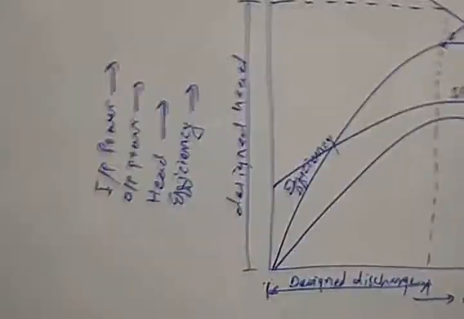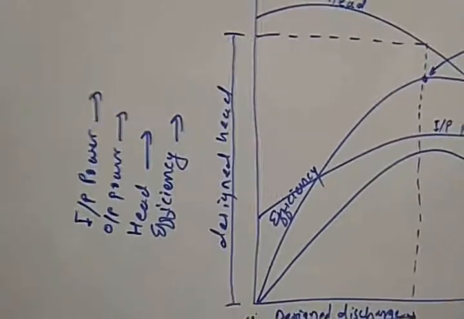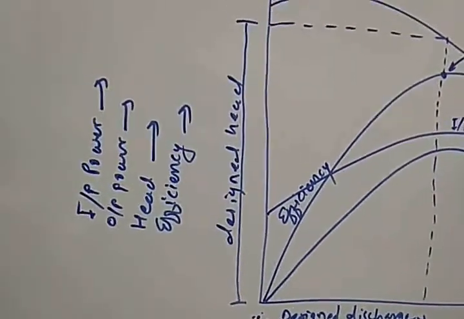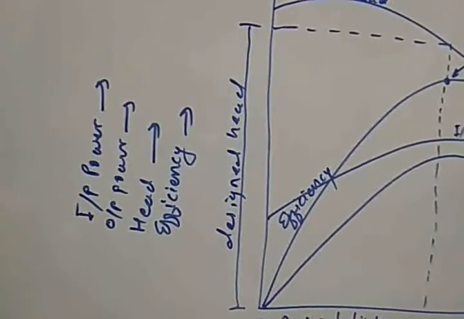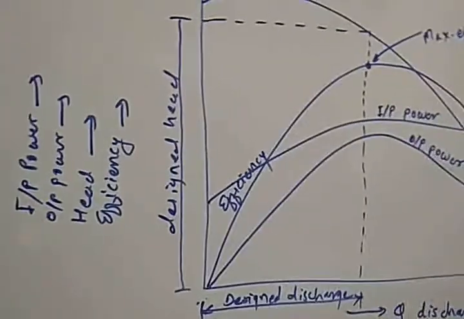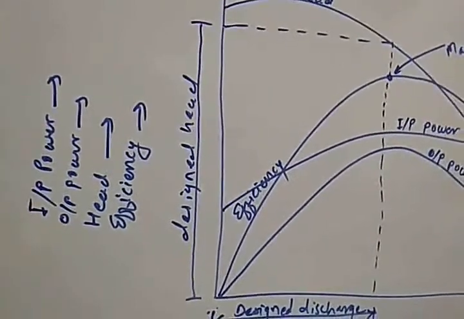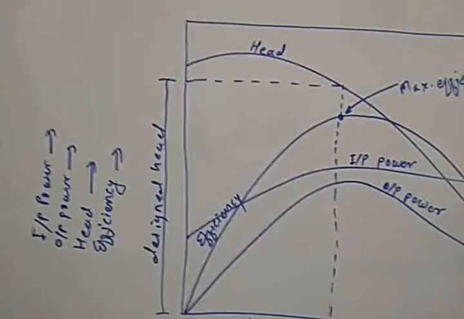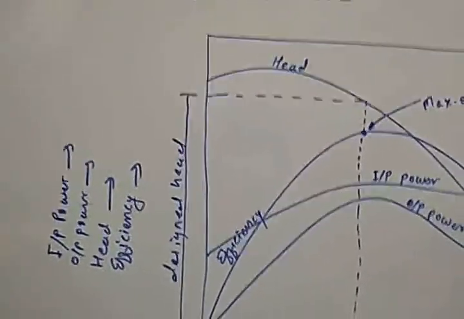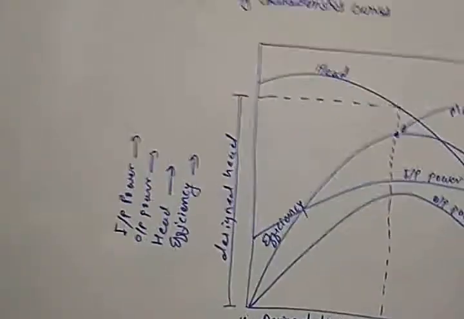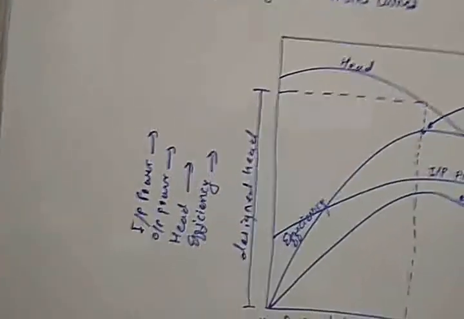Okay, now from these characteristics, what we can plot or predict is whether it is possible that the pump will handle the necessary quantity of liquid with the required head. So with the desired head, the pump can handle that particular quantity that we can plot. Again, what will happen if the head is increased or decreased?